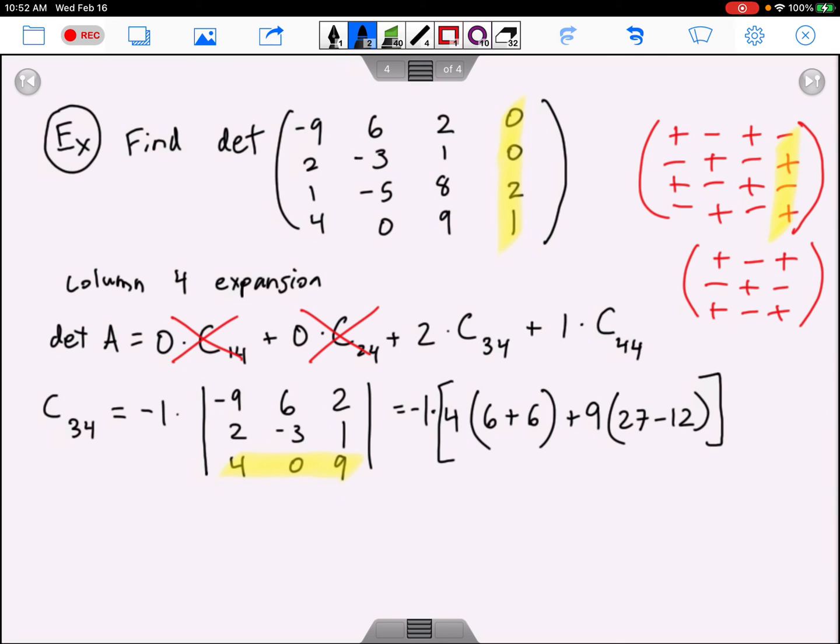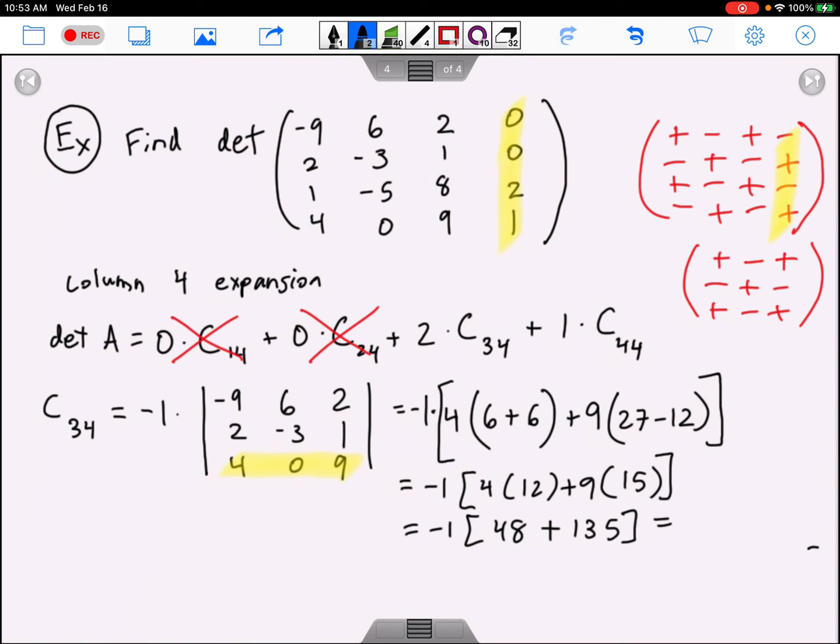So what does that become? This is -1 times 4 times 12 plus 9 times 15, which is -1 times 48 plus 135, which is -183. So that's C34, -183, okay? All of that work just to find C34.